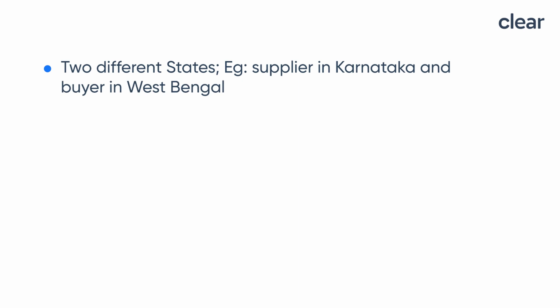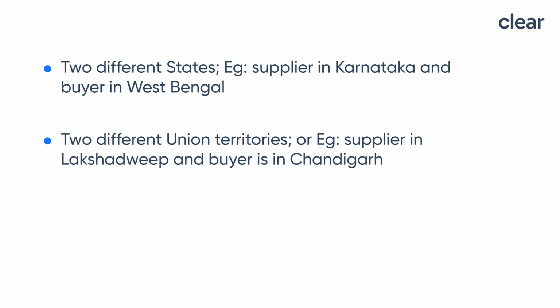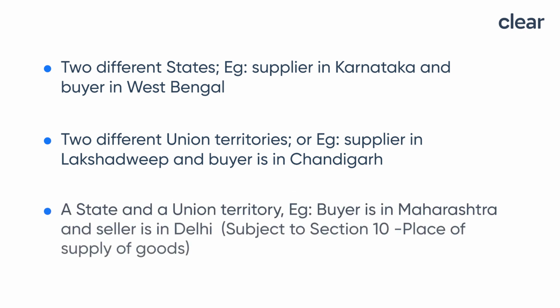A supply transaction will be classified as interstate supply for goods if, Section 7 subsection 1, the location of the supplier and the place of supply are in two different states, that is A, wherein you can have an example such as supplier in Karnataka and buyer in West Bengal, then B, two different union territories, for example, supplier in Lakshadweep and buyer in Chandigarh, and C, a state and a union territory, for example, buyer is in Maharashtra and seller is in Delhi, subject to the condition that Section 10, place of supply of goods, applies.